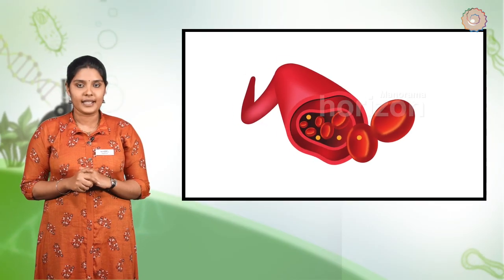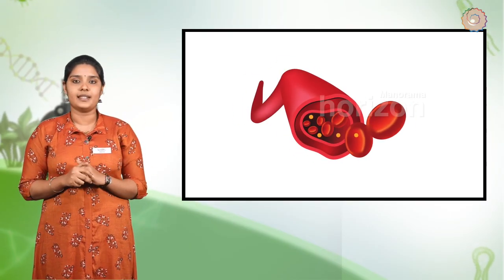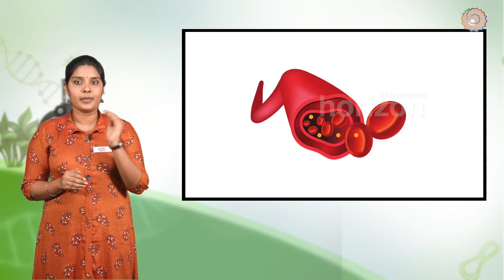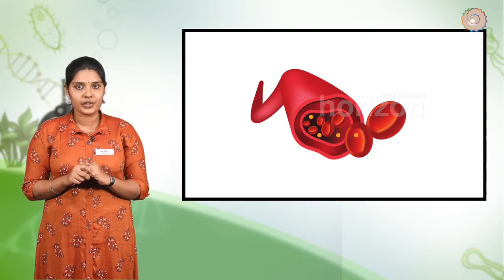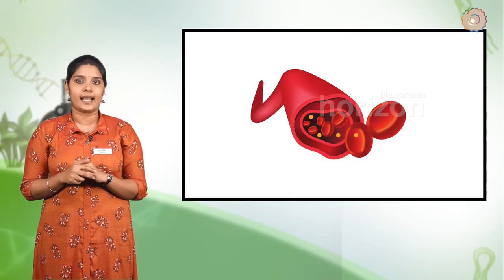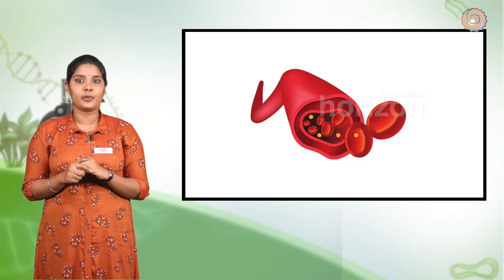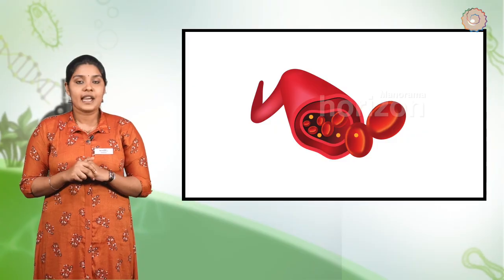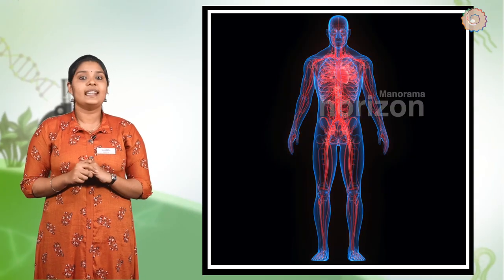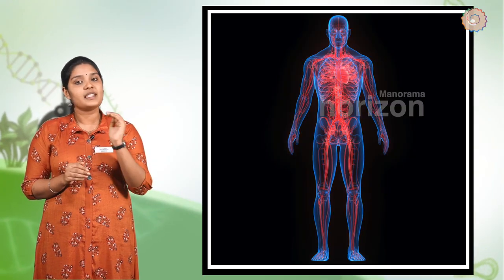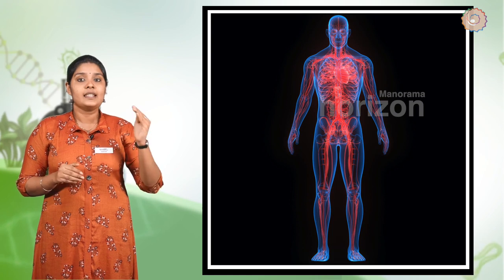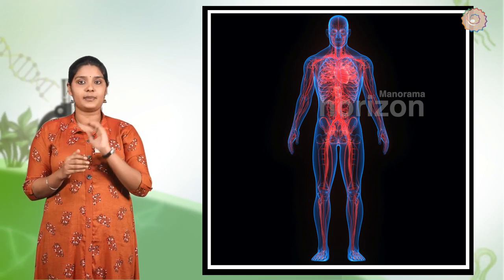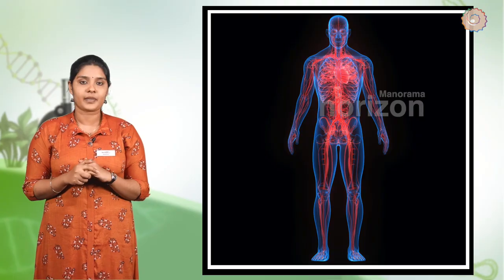Transportation can be defined as the movement of any substance from one place to another. Transportation is necessary because water and nutrients required for metabolic activities need to be transported to various parts in both plants and animals. Transportation in animals takes place with the help of the circulatory system. The circulatory system is responsible for transport of various substances in human beings.